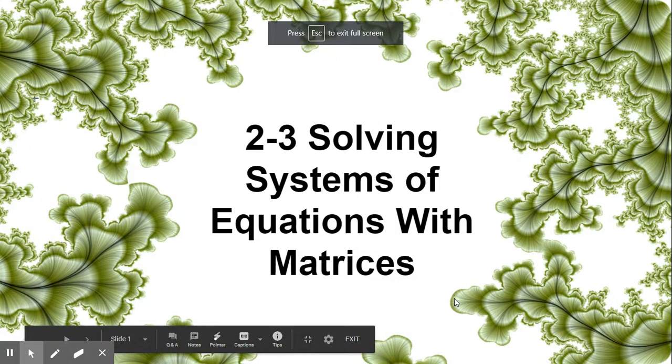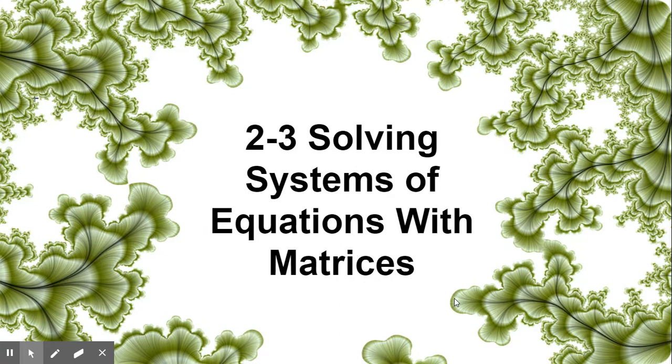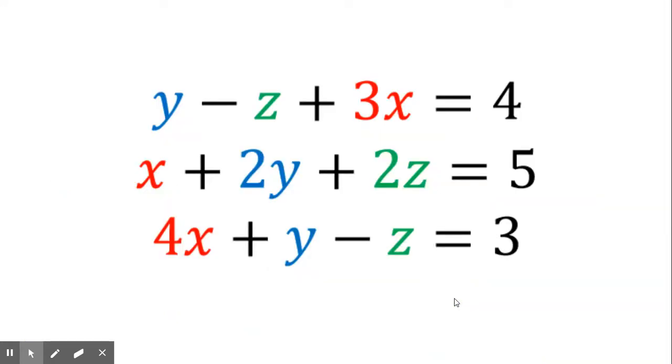We're going to learn another way to solve systems of equations. This involves matrices. Let's take a look at the system we are going to solve. One thing to note is that if you are going to solve a system of equations using matrices, you need all of your like variables lined up in the same columns. And we notice that is definitely not the case here.